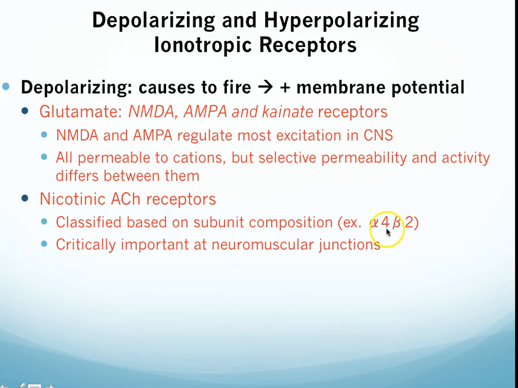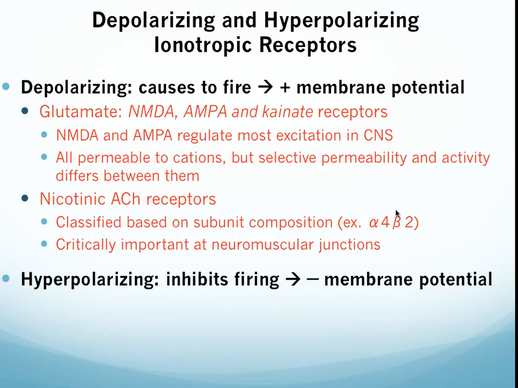So for example, alpha-4 beta-2, you might see alpha-4 beta-2 nicotinic receptor. That just means that this is actually its structural composition, okay? But we're not going to memorize and learn all the structures or anything like that, so you don't have to worry too much about that. And we already talked about how important they are at the neuromuscular junction.